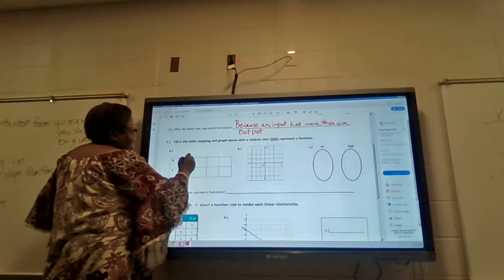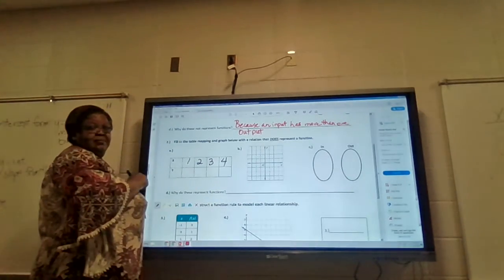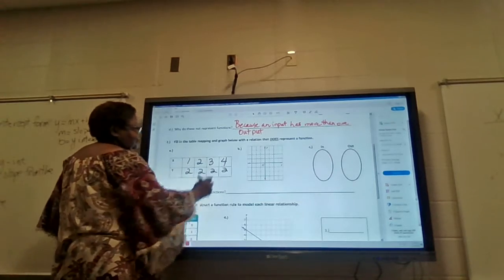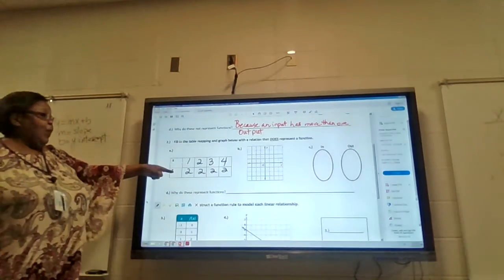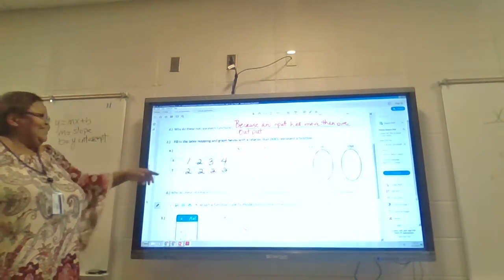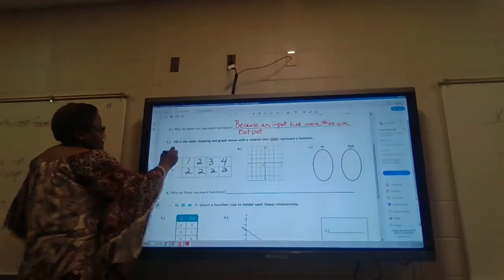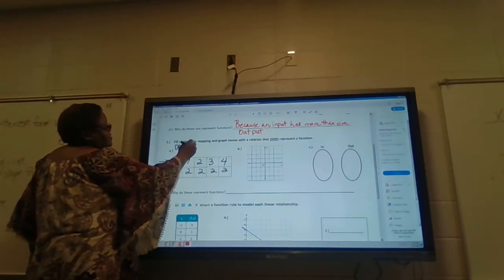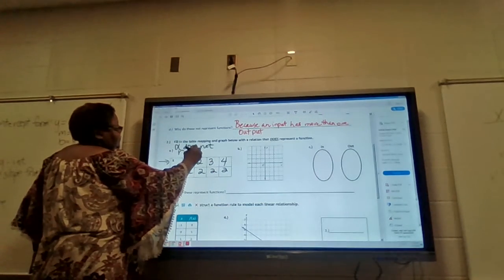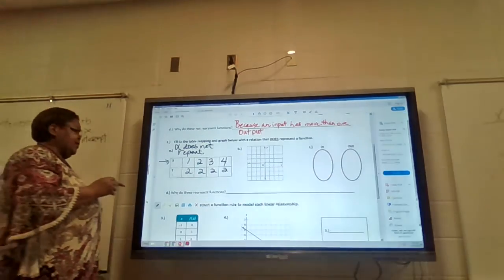So we've got to make sure our x does not repeat. But guess what? I'm going to do this: 2, 2, 2, 2. That is a function. Y repeats, but we don't care about Y. I mean, we care, but not like that. So what we're concerned about is x. So x does not repeat. And we're going to retake the test Friday, and I want to make sure that you all are ready.